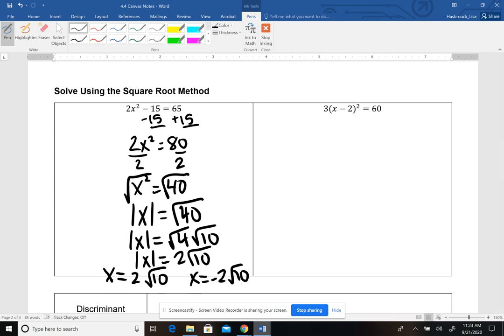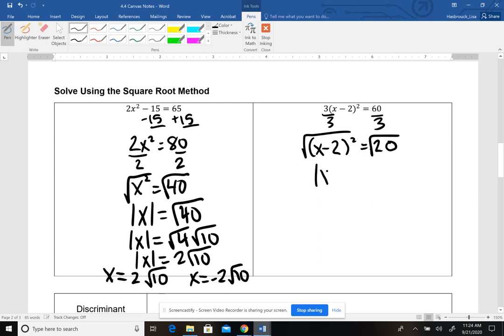We'll get that squared quantity alone in the second problem as well. So in order to get the x minus 2 squared alone, I have to move that 3 by dividing both sides by 3. This gives me x minus 2 squared equals 20. At this point, now that the quantity squared is alone, I can square root both sides. The reason I'm square rooting first is because that minus 2 is stuck in parentheses. I cannot move it until the squared is gone.